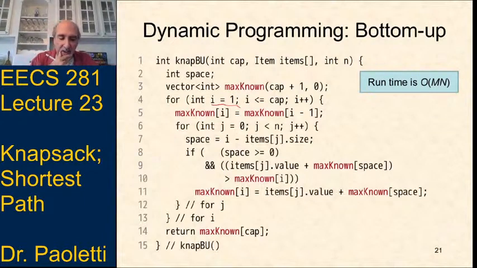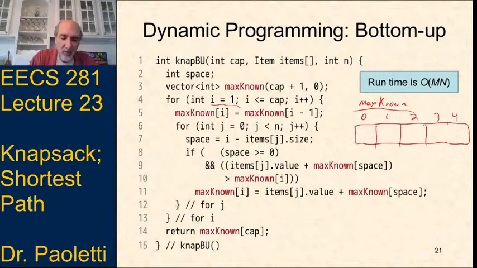So we've got line 5 here, which is a little bit confusing. Line 5 says my max known for i is equal to max known of i minus 1. What this is saying is it's giving us a starting point. Think about later on, let's say I found max known. I'll show the indices: at index 0, 1, 2, 3, 4, etc. Initially this is all zeros. And then I find a way to get a 1 here.